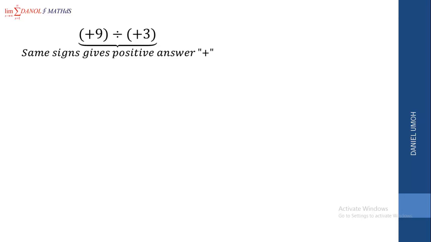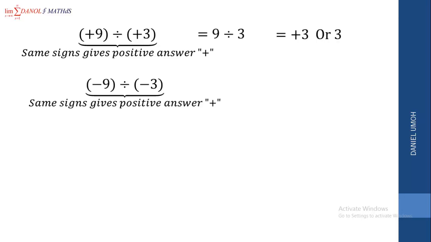Now, minus 9 divided by minus 3 is still the same sign. And according to the first rule, whenever the same signs are divided or multiplied, the result is always a positive number. So this will give us plus of 9 divided by 3. And 9 divided by 3 is 3. So the answer is plus 3 or 3. That is it for the rule 1.